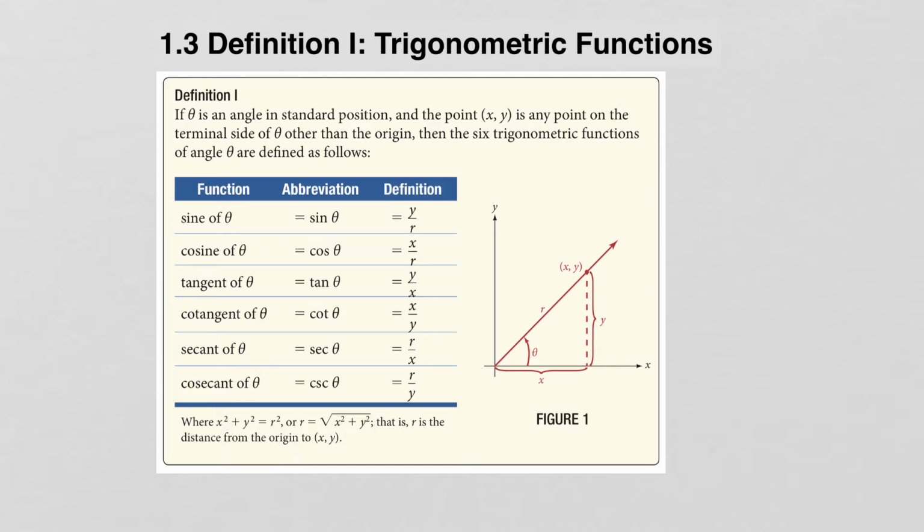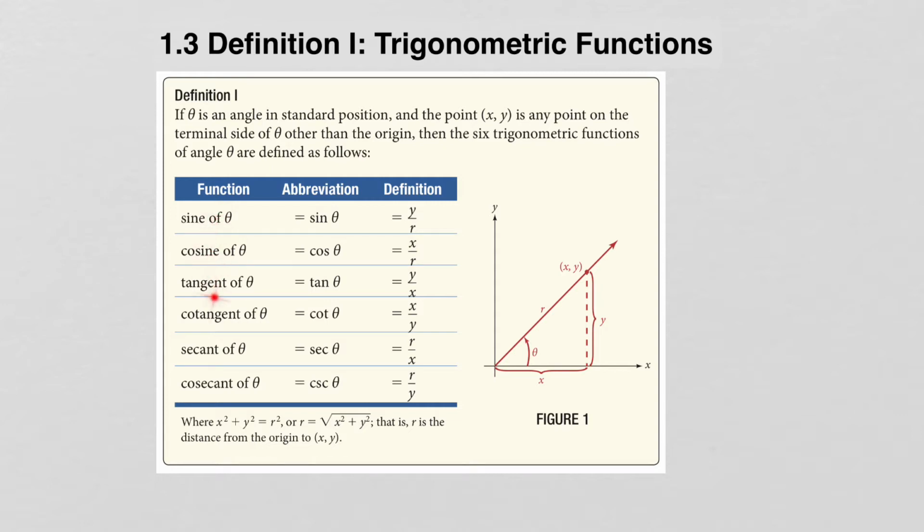In section 1.3, we get our first definition of the trigonometric functions. So this is the first of three definitions. Let's go ahead and take a look. It says if theta is an angle in standard position and the point xy is any point on the terminal side of theta other than the origin, then the six trigonometric functions of theta are defined as follows.